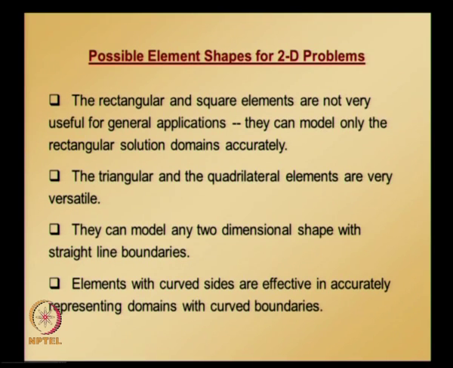So, the required integrations for assembling the element equations are fairly simple to carry out in closed form. The quadrilateral element and element with curved boundaries are formulated using isoparametric mapping, which we will be seeing in the later lectures. So, as a part of this lecture, we will be looking at the equivalent functional for the 2 dimensional boundary value problem statement that we looked at.